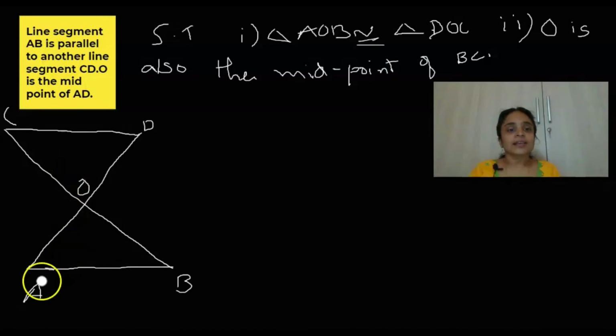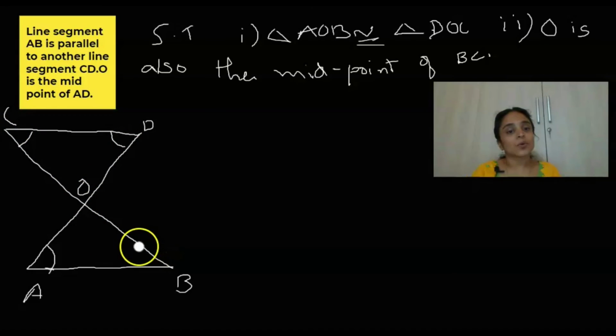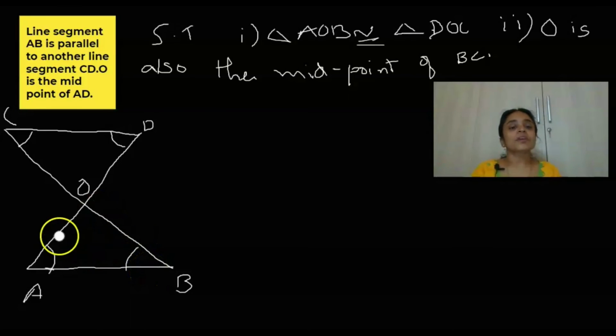Here, given that AB is parallel to CD, and this will be the transversal. If these two lines are parallel and this is joining these two lines, this is the transversal of these two parallel lines, and these are alternate angles, right? So these two angles are equal, that is angle ODC is equal to angle OAB, and these two angles are also equal, that is angle OCD is equal to angle OBA also, right?